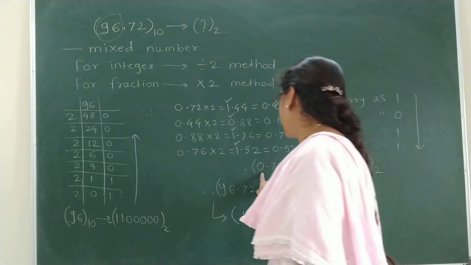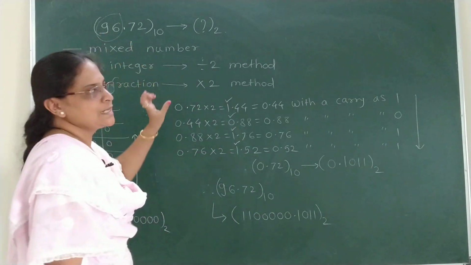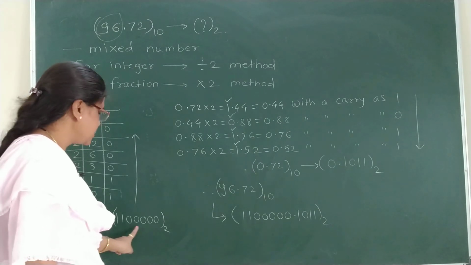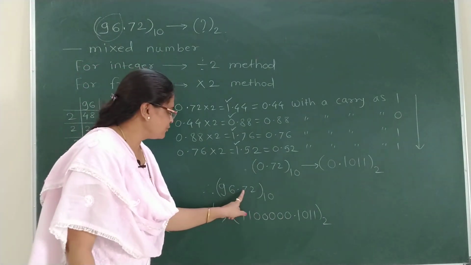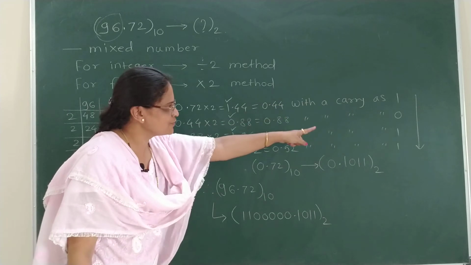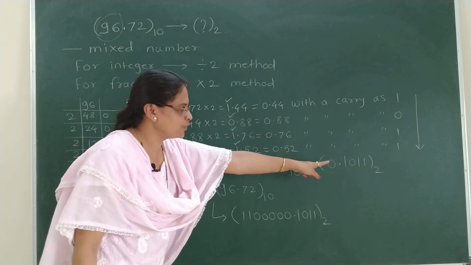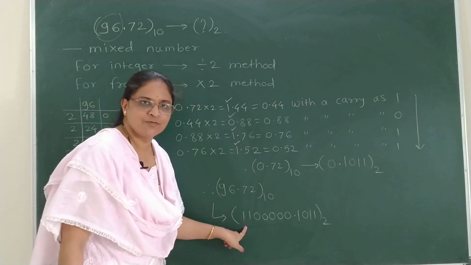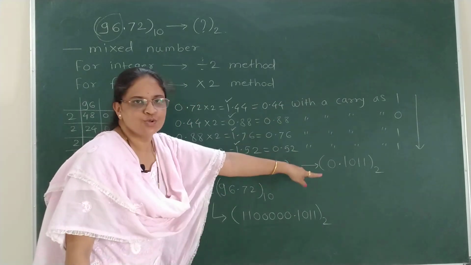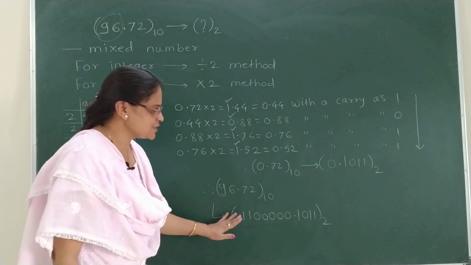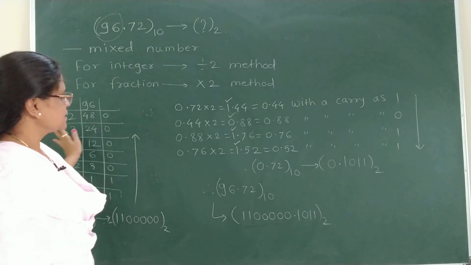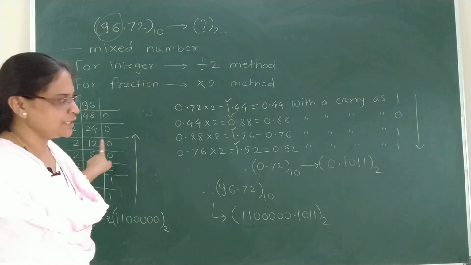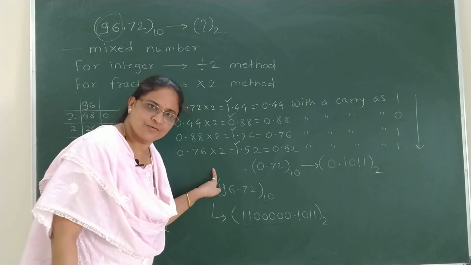It is correct for 0.72, but we have the number as 96.72. So for 96, the integer position, it is 11 followed by 5 times 0, and for 0.72, that is 1011, it is to be attached. The integer part is 11 and 5 zeros, so the answer is 1100000.1011 to the base 2. In this way, if there is a mixed number, you can separate the integer and fraction parts and continue with the divide by 2 method for the integer and the multiply by 2 method for the fraction.